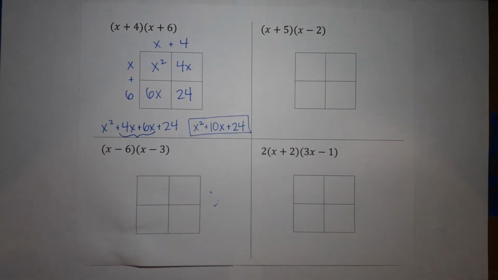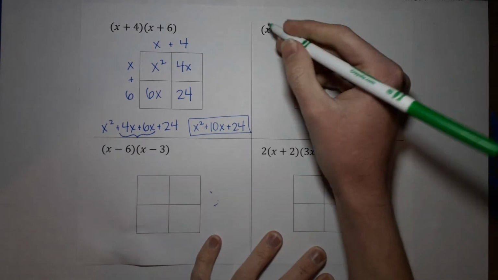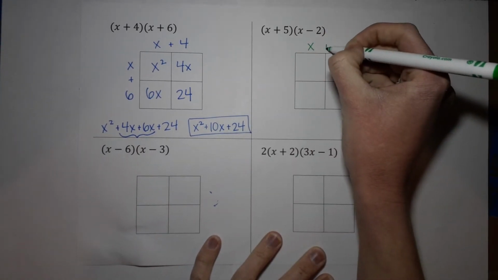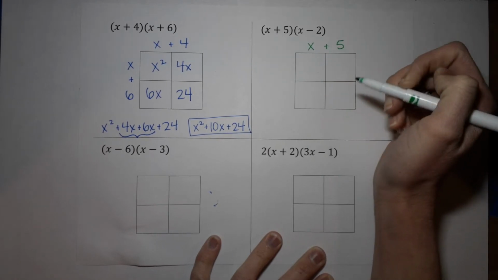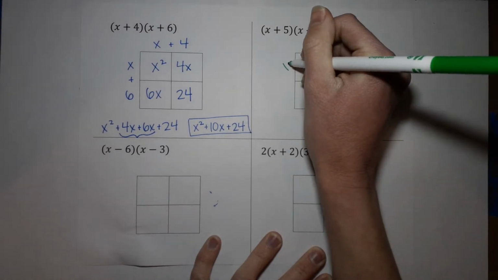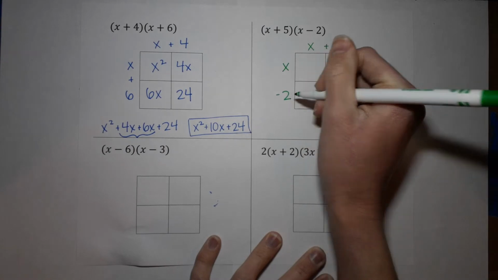Awesome. All right, let's do another one. This one has a negative, which can maybe be a little intimidating, but you've got it. Don't worry. So again, I'm going to put x plus 5 up here. And it doesn't matter which one you put on top and which one on the side, just if you were wondering. You'll get the same answer.